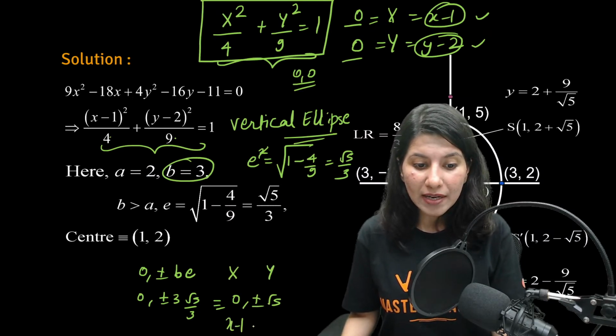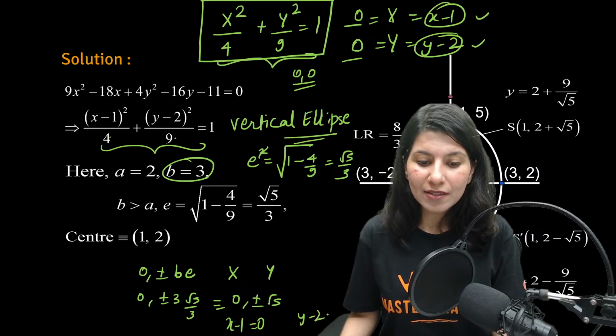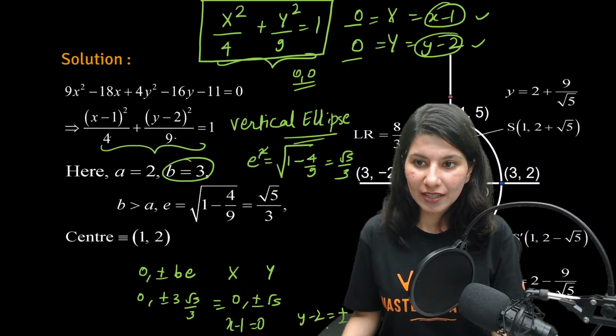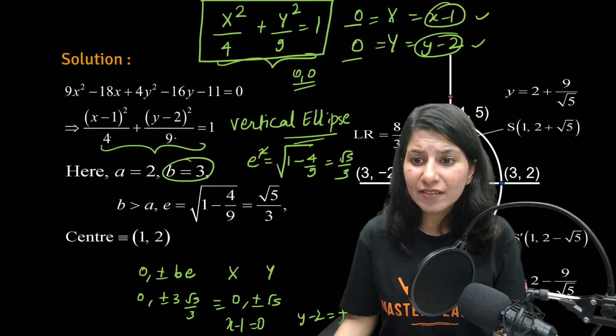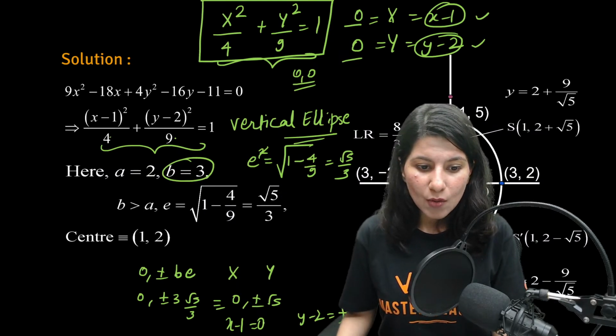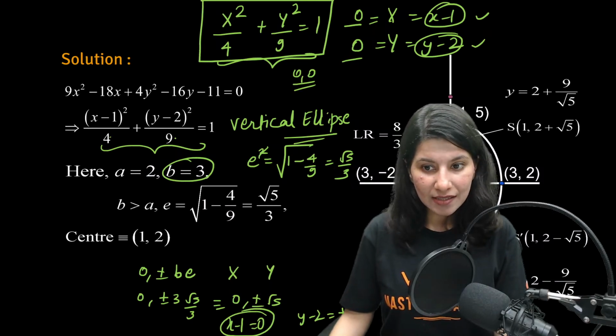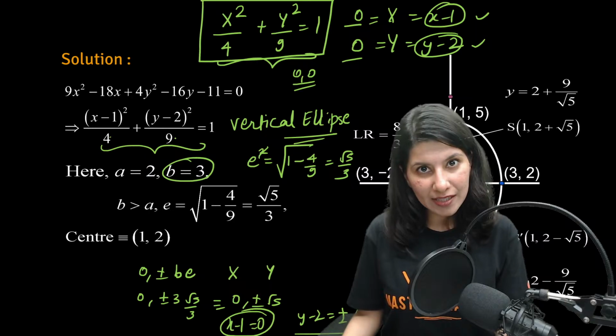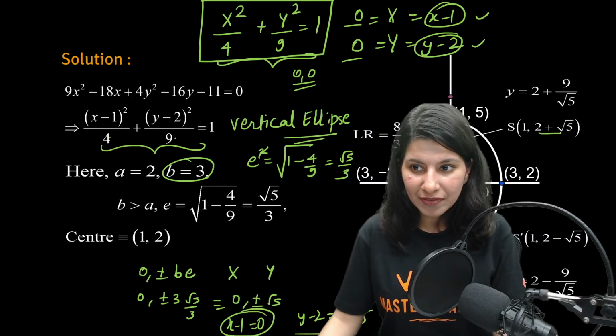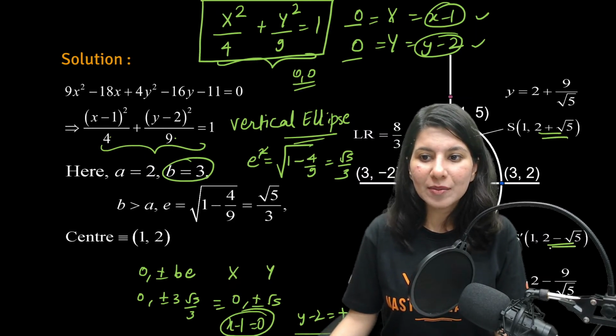That means x minus 1 is 0 and y minus 2 is plus minus root 5. Correct? So the moment you solve it, you will get the focus. Focus will be 1 in both the cases, 1 and 1, but y will be different. So root 5 plus 2, basically 2 plus root 5 and 2 minus root 5. This will be your focus.